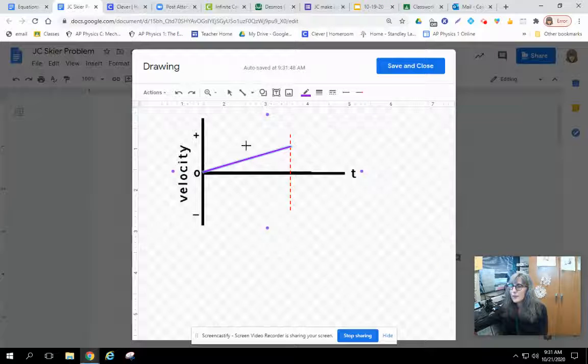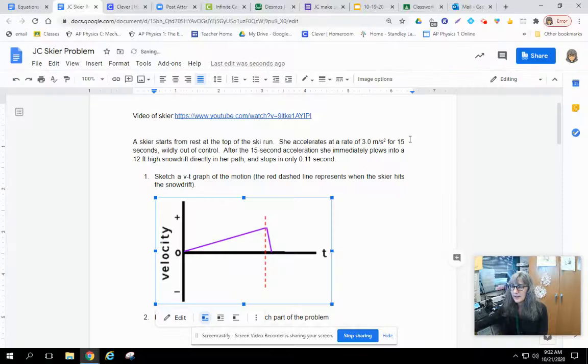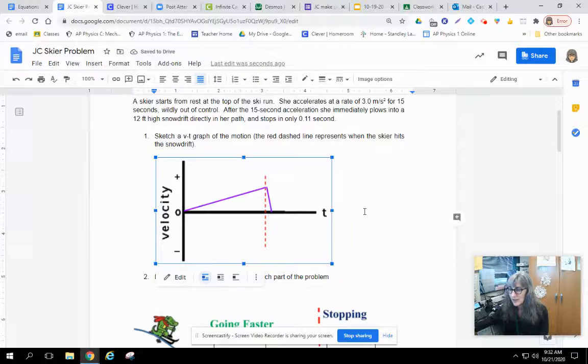Now that she's going this super fast, she's going to hit the snowdrift and then come to a stop. So she's going to start at this speed and then slow down really fast. So we've got a big deceleration rate here, a big negative acceleration, and a big positive acceleration over here, but not as big as this one. So our acceleration going down the hill is getting faster and faster, and then coming to a sudden stop in a very short amount of time. We hit save and close, and that gets us done with our graph drawing.